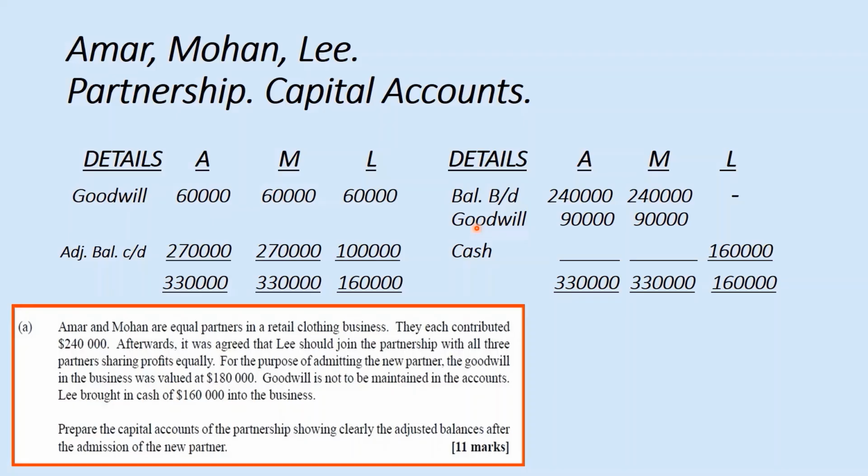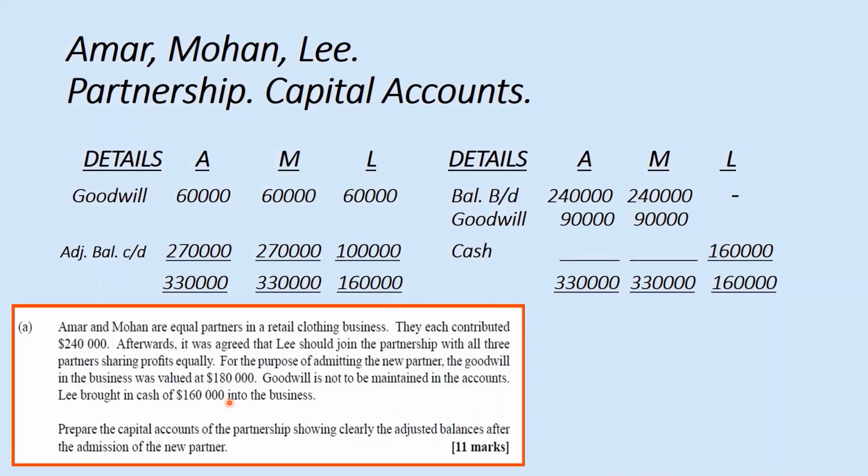Next, you are going to apportion the goodwill in the business up until the time Lee comes in. So it means that goodwill is only going to go to Amar and Mohan. They are alone going to share it. And it's 180,000, and they are equal partners, so they will get 90,000 each. Lee will not get any because he did not help in the creation of that goodwill because he was not in the partnership as yet. Next, Lee is going to come into the business and he's going to bring $160,000 in cash. So we put in the cash here into Lee's account and the cash here into Lee's account.